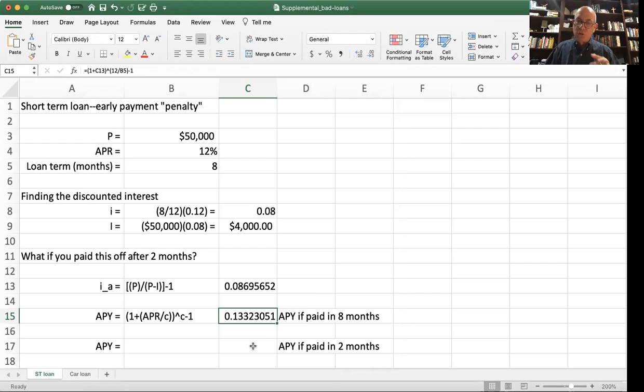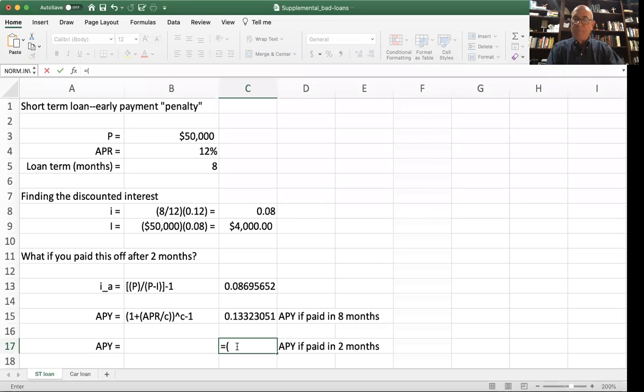And let's do this. Let's calculate the APR, I'm sorry, the APY, effective annual interest, if we pay it off in 2 months. And remember, the interest doesn't change. So the interest was calculated like it was an 8-month loan. So we essentially have borrowed like $46,000, and 2 months later, we're paying back $50,000. Sounds kind of loan sharkish. So let's calculate what this number would be.